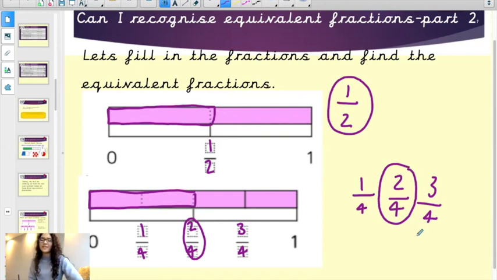And a little trick here, boys and girls, if you look here, 2 is half of 4 and 1 is half of 2. So you see a pattern there as well with equivalent fractions. They're split in the same sort of way.